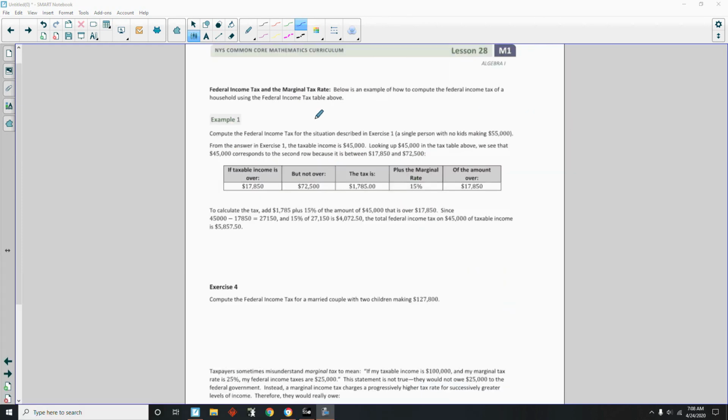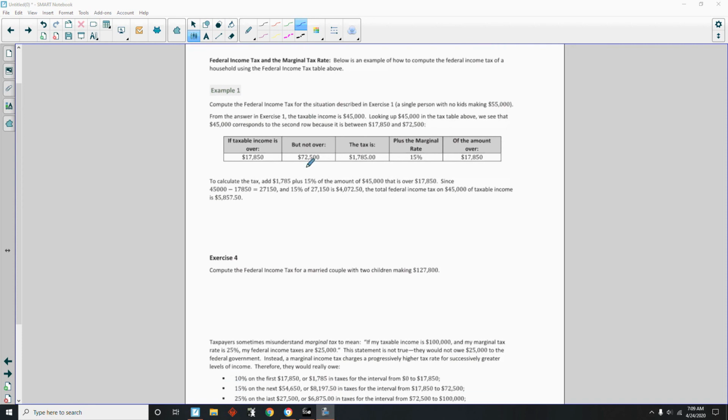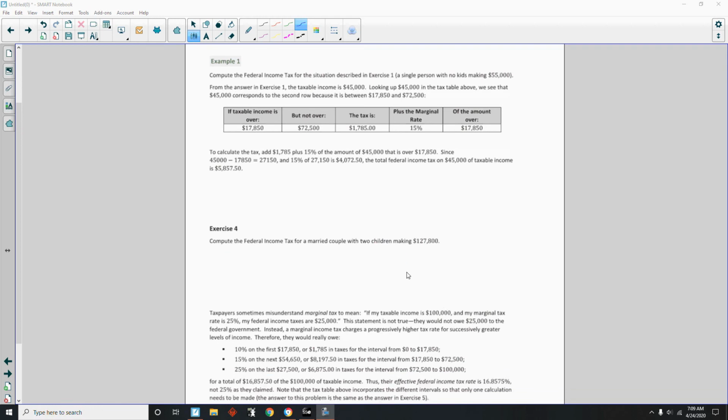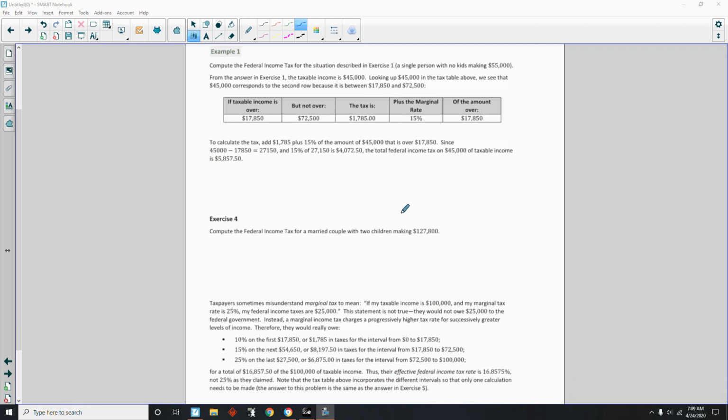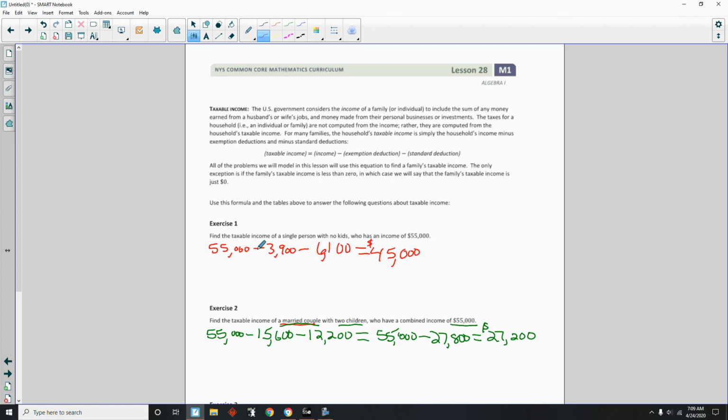Okay, page 3, federal income tax and the marginal tax rate. Below is an example of how to compute the federal income tax of a household using the federal income tax table above. So that's page 1 of this module. Example 1 says, compute the federal income tax for the situation described in exercise 1, a single person with no kids making 55 grand. So we're going back to our problem number 1.